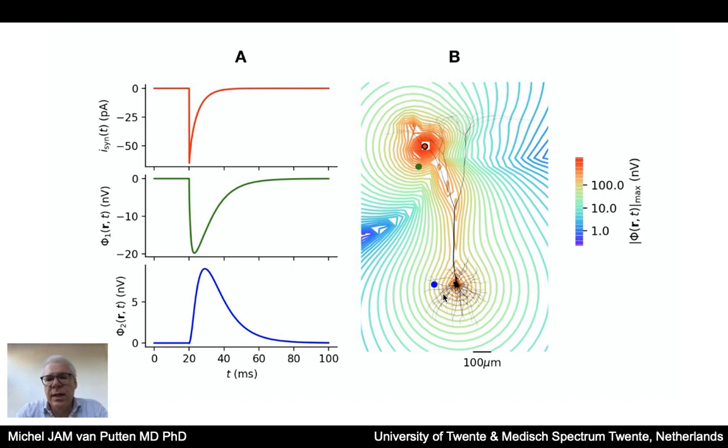which is to be expected because of the current dipole nature of this particular neuron. Of course, it's not a perfect current dipole as seen here, but you can approximate it by a current dipole, which is indeed what we will do.